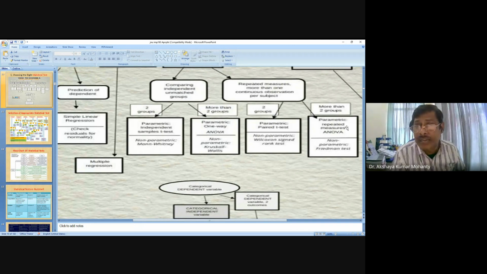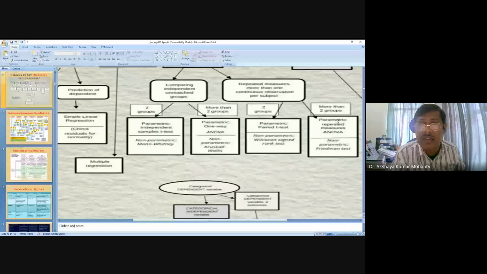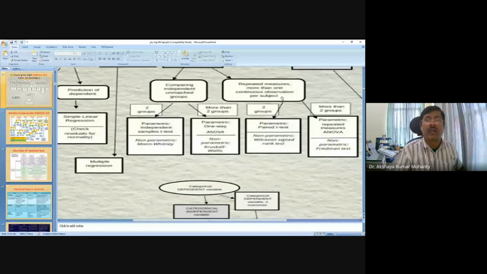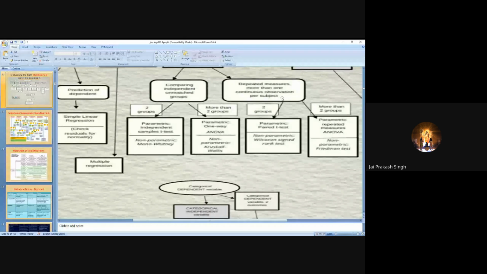Now you check it, and please take a screenshot on your mobile also. Repeated measures ANOVA will be parametric. The condition is that there will be more than two groups, and those groups should be in a repeated format, the concept of more than one continuous observation. Clear now? Sir, can we say that it is two-way ANOVA?